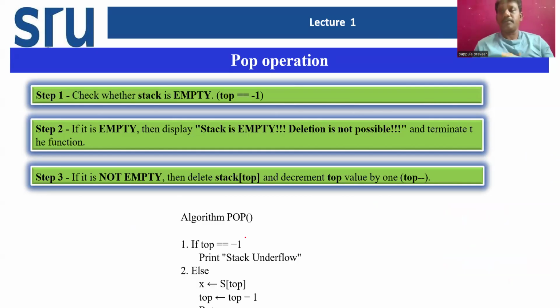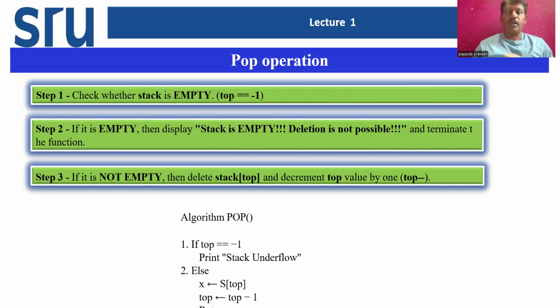Okay. Now pop operation, you observe here whether your stack is empty or not. First we have to find out whether your stack is empty. Whether stack is empty, top equal to minus 1. Top equal to minus 1, your stack is empty. If it is empty, then print stack is empty. Deletion is not possible, and terminate the function. Because there is no elements in your stack, how can we remove the element? Simple logic here. First top equal to minus 1, there is no elements in the stack. Then how can we delete the elements from the stack?